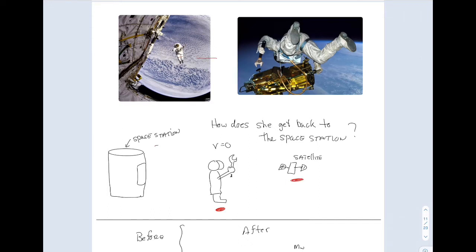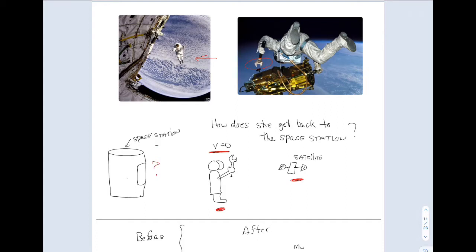Here's the astronaut over here. They just got done fixing a satellite with a wrench. There's the wrench. And now let's say they're at rest with respect to the space station and the satellite, and they need to get back to the space station. Now they can't move their arms like they're swimming, right? Because there's nothing to push off of in space. So, how can they get back to the space station?